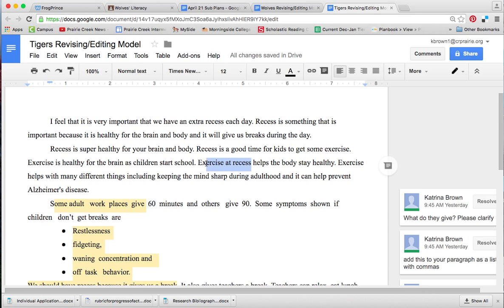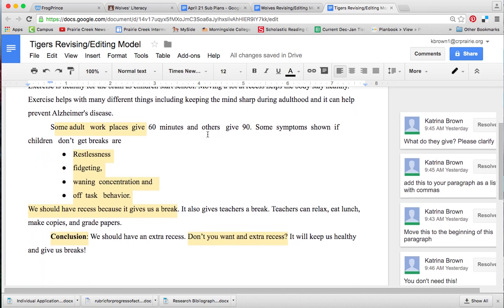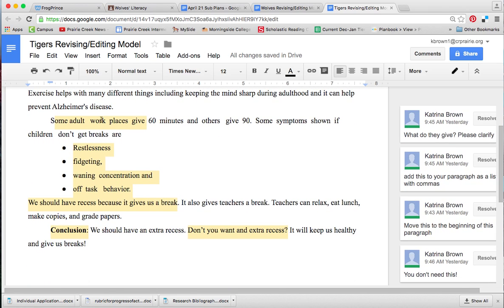Maybe I'm going to say moving a lot at recess helps the body stay healthy. All right, I feel like I've got everything I need in that paragraph. Now I'm going to go down to my next paragraph.